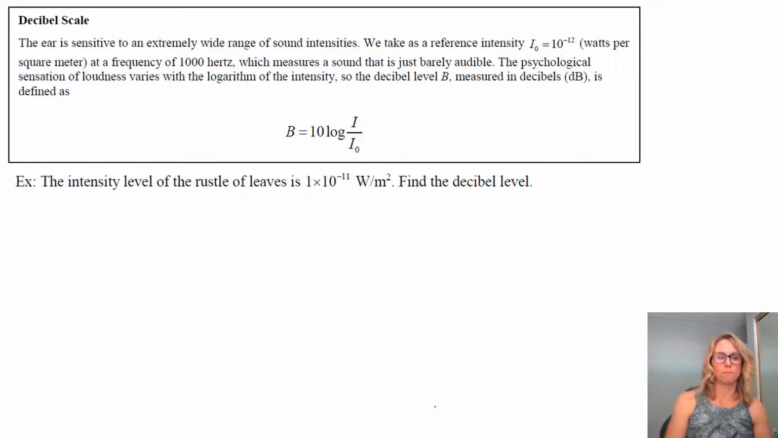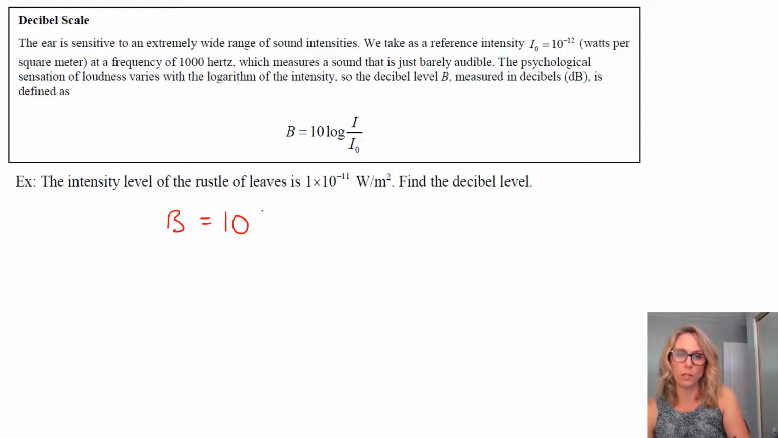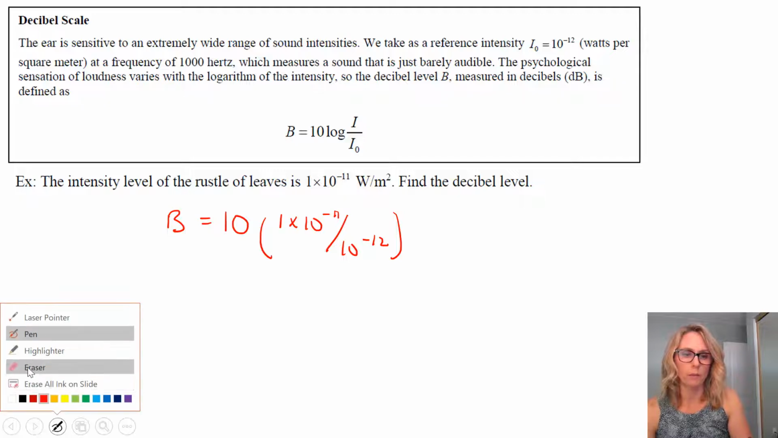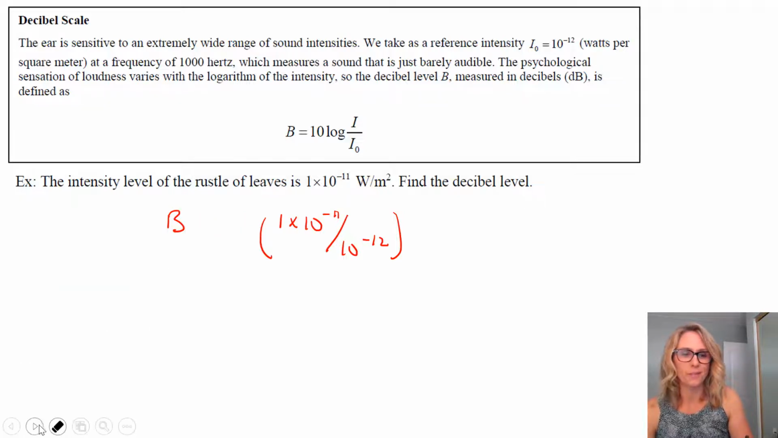And then our last question. It says the intensity level of the rustle of leaves is 1 times 10 to the negative 11, and we need to find the decibel level. So now we just need to find B, which means we must be given the other pieces of information. And we are, because in this case we are given our intensity here, and we are also given our reference intensity here. There we go. Oh, I forgot my log. Gotta get that back in there. There we go. So it's a plug and chug.